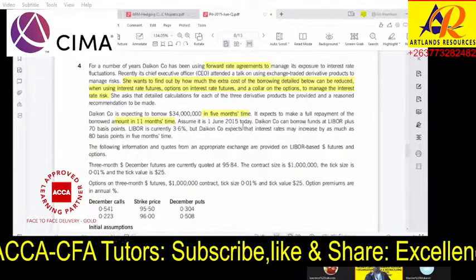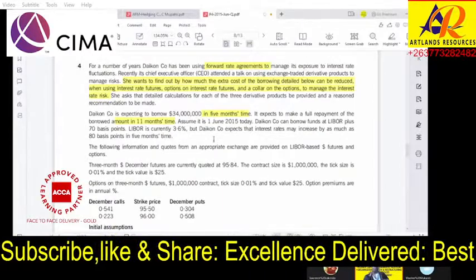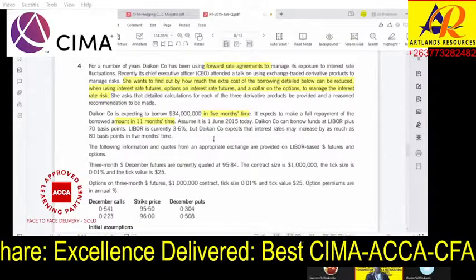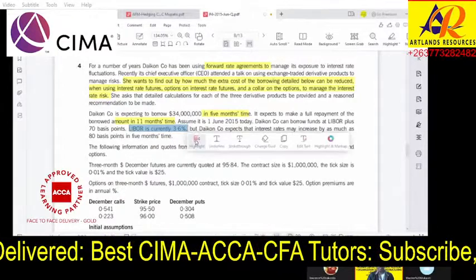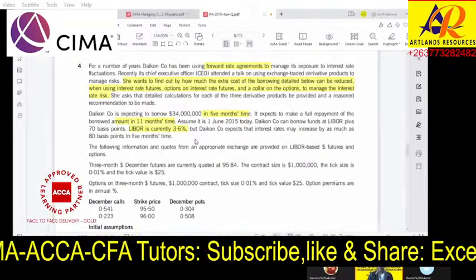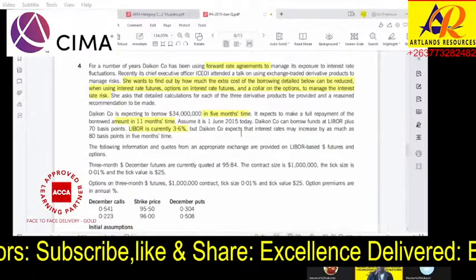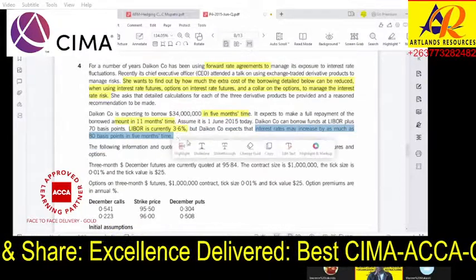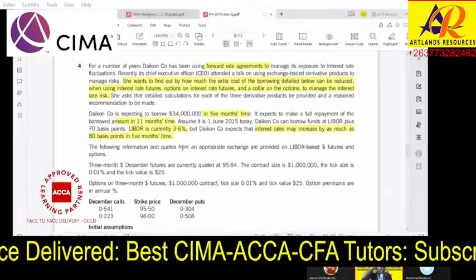Assume it is 1 June today, Daikon can borrow funds at LIBOR plus 70 basis points. So that's what Daikon can borrow. LIBOR is currently 3.6. So by LIBOR, we mean the current spot rate of interest. But Daikon expects that interest rates may increase by as much as 80 basis points. In other words, when they say interest rate may increase by as much as 80 basis points, they are referring to the LIBOR. They're simply saying the LIBOR can increase by as much as 80 basis points.